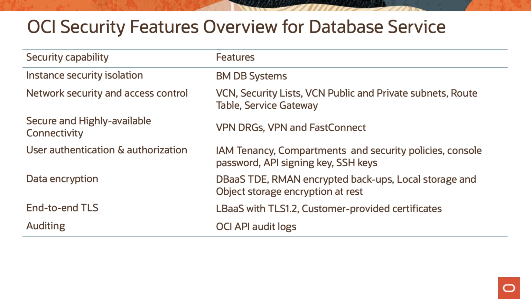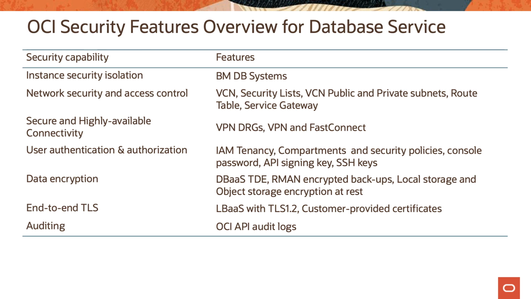Customers can securely connect from their on-premises environment to OCI using VPN and FastConnect, which uses the dynamic routing gateways for VCNs in Oracle Cloud Infrastructure.